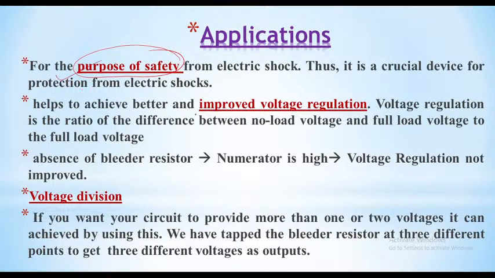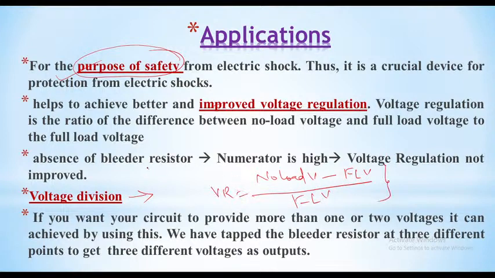Other applications are also there. Another application of the bleeder resistor is that it provides better voltage regulation. It is also used to divide the voltage. These are the other two applications of a bleeder resistor. The bleeder resistor will help to achieve better voltage regulation. Voltage regulation is defined as the difference between no load voltage and full load voltage, divided by full load voltage. So that is the voltage regulation formula.